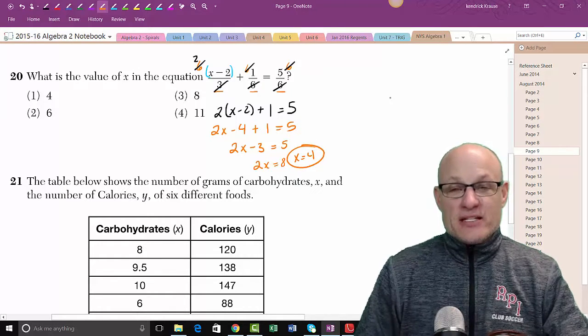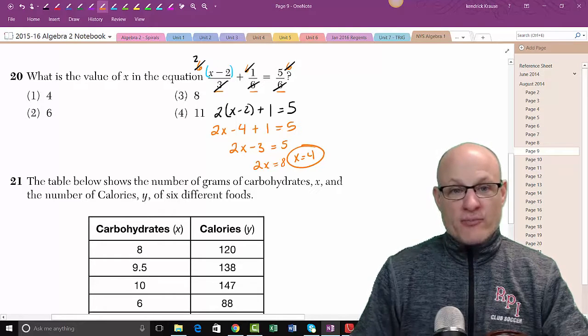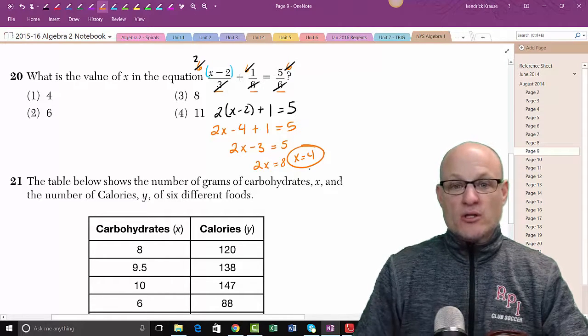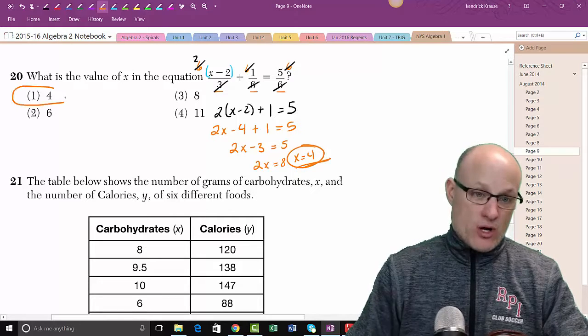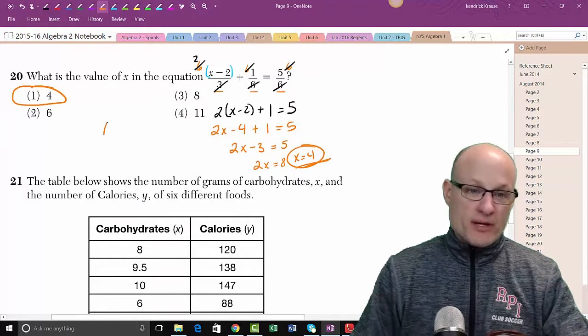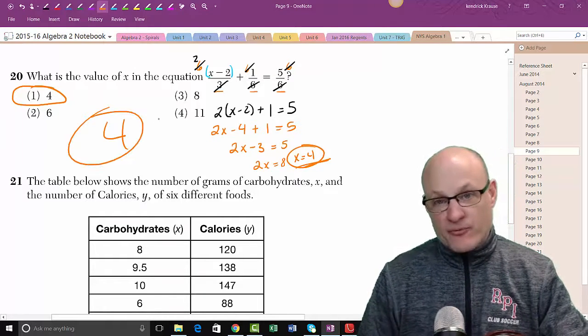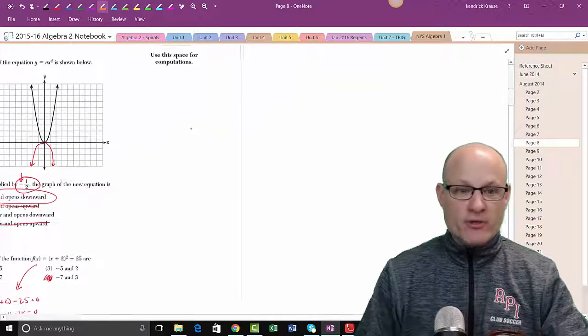Now, the people who wrote this test should have made choice 4, 4. But they didn't. They made it choice 1, which is really dumb because you as a student might go, oh, the answer's 4, and then accidentally put 4 on your answer sheet. That's kind of dumb. I wouldn't have done it that way.